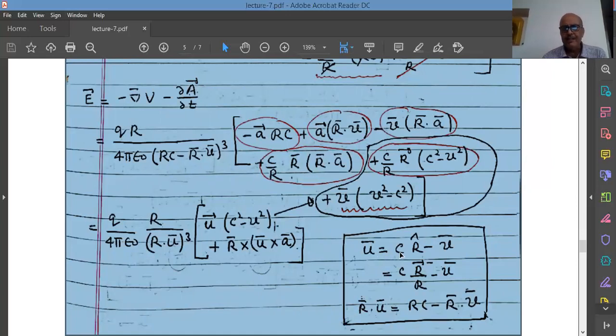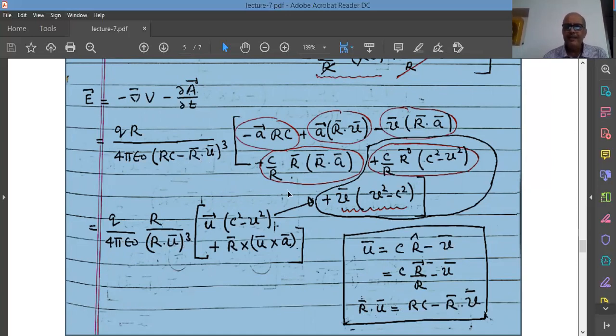U is defined as C R cap minus B. So if you find out R dot U, it comes out to be RC minus R dot B, because R dot R gives us R square and R square upon R will give us 1R. So R dot U is RC minus R dot B. So that is similar to the denominator here. So we have R upon R dot U whole cube.